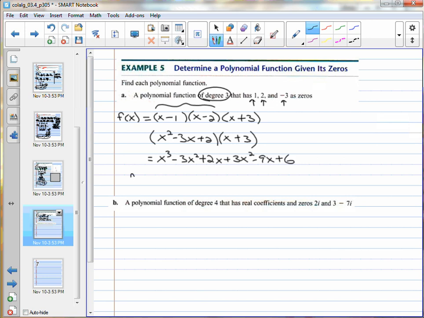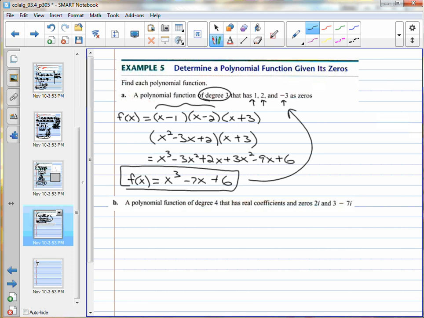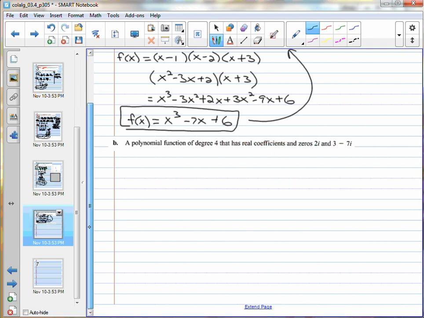And then all I have to do is get my like terms together. X cubed. Hey, x squareds are gone, aren't they? 2 minus 9, negative 7x plus 6. There's the polynomial that would have these zeros. That's easier. Just backwards. So that was a little too easy, wasn't it? We want a 4th degree. 2i is a 0 and 3 minus 7i is a 0.